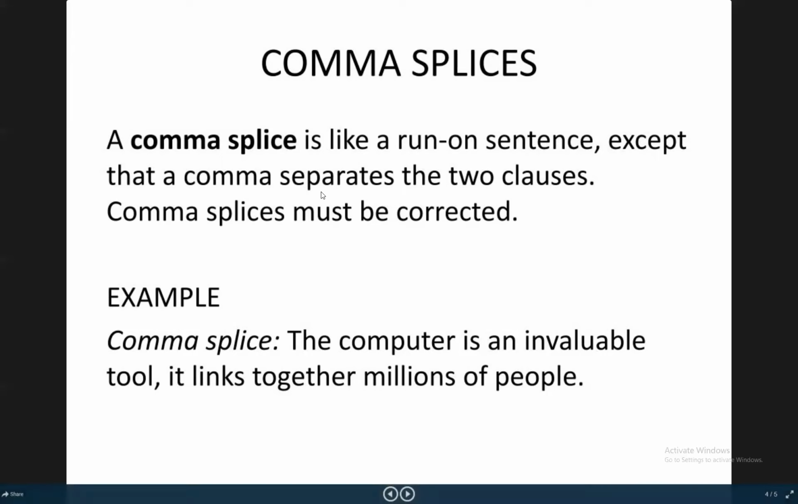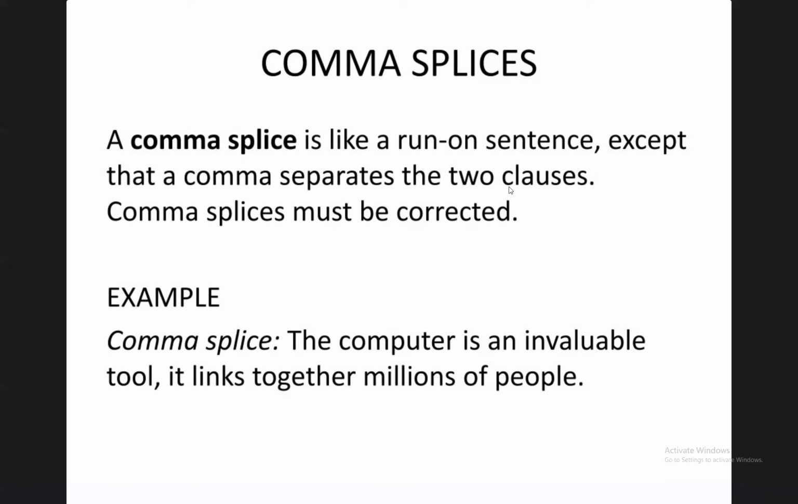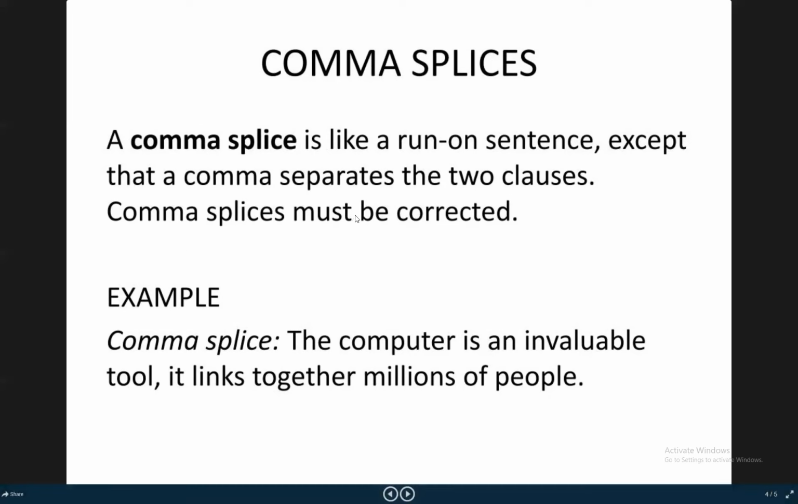Except the comma separates the two clauses. Now here, in a run-on, there was no comma, there was nothing at all. But in a comma splice, two clauses are separated with the usage of a comma, right? So we have something here, and in the previous one, we had nothing. The clauses were actually without any punctuation. So here we have a punctuation, but that is only a comma. So we need to correct that. As they say here, comma splices must be corrected.